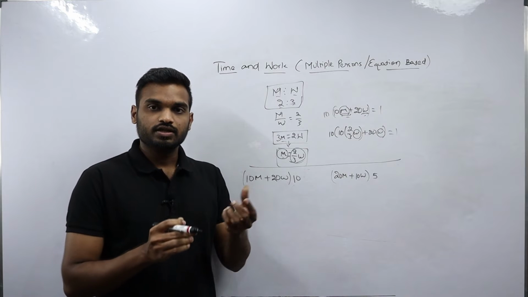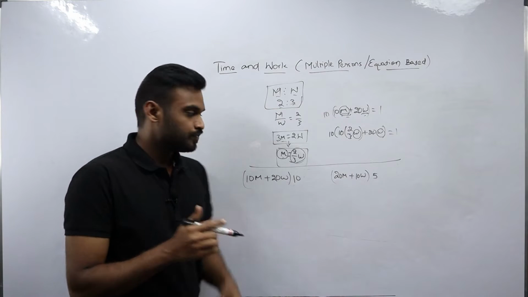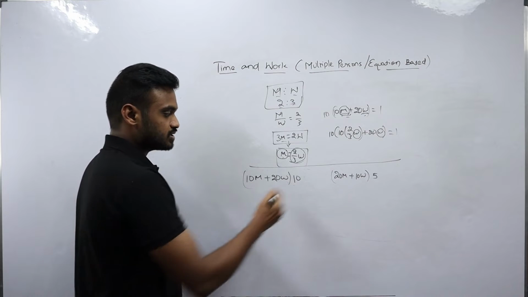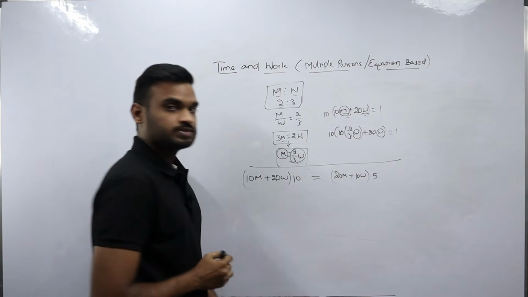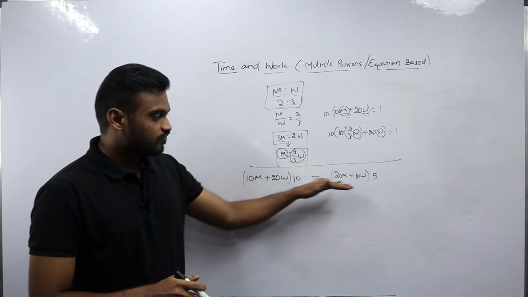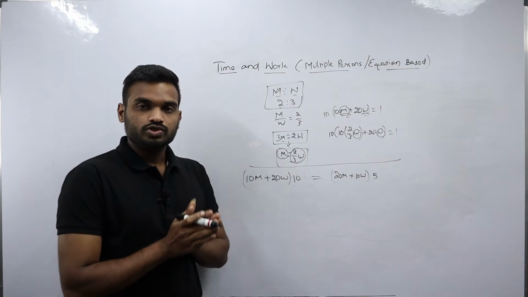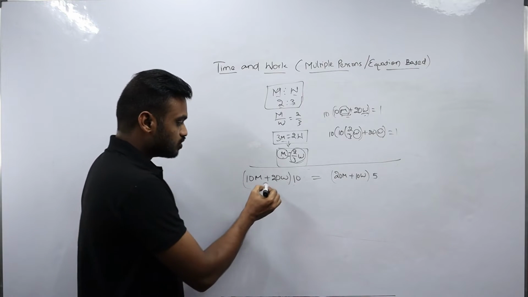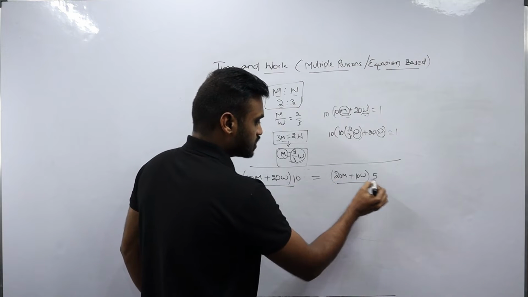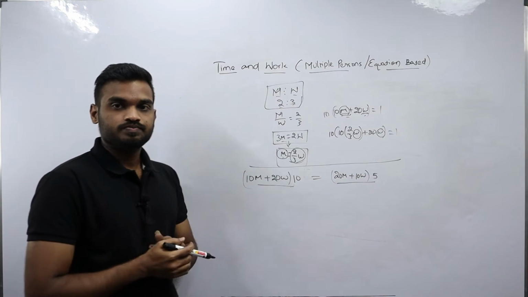So they are given the problem in the form of work done. Now they are saying the amount of work done is the same in both the cases, so we can simply equate this. The amount of work done in both the cases is the same, so we can simply equate the total amount of work done by men and women to the total amount of work done by men and women in the second scenario.